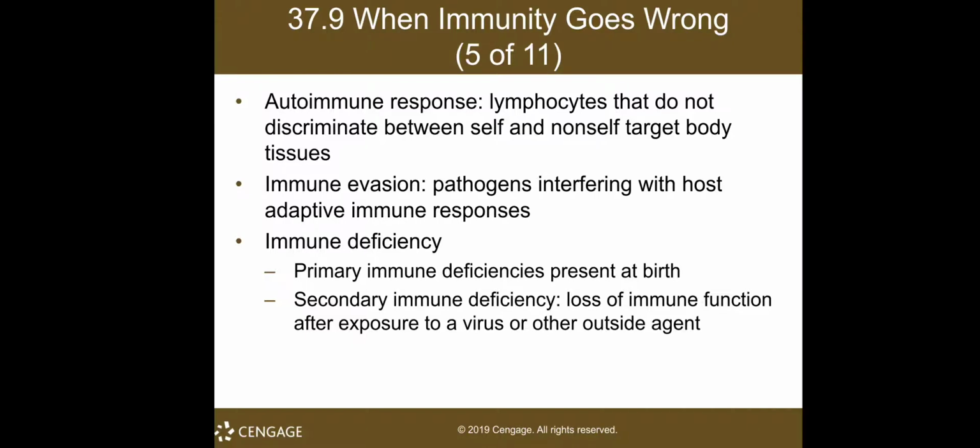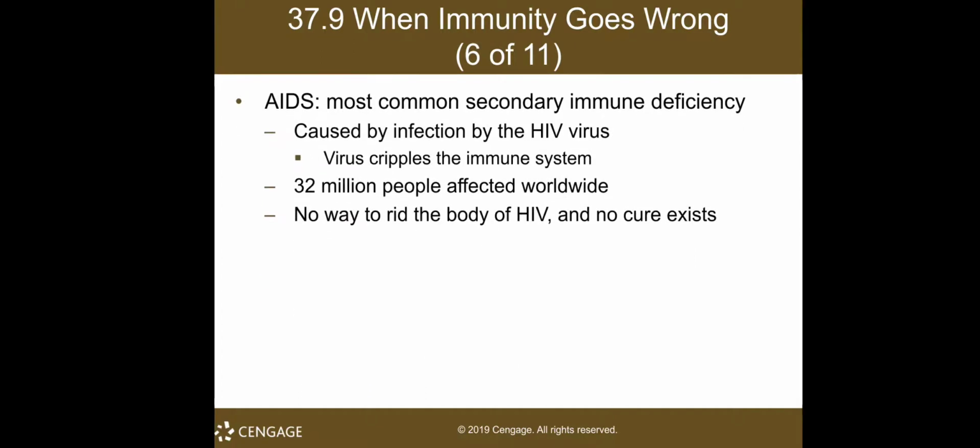And then you have the secondary immune deficiency, which is the loss of immune function after exposure to a virus or other outside agent. An example of that is AIDS, acquired immunodeficiency syndrome, which is caused by HIV. So AIDS is the most common secondary immune deficiency. This one is caused by the HIV virus.